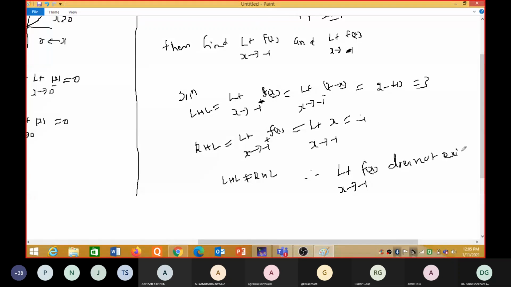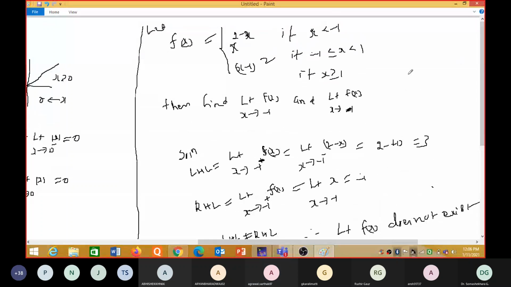So one more problem is there. Limit as x tends to plus 1. What is the answer? What is the answer when x tends to 1? Limit does not exist for this also.